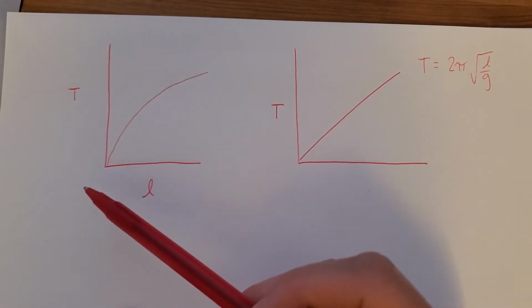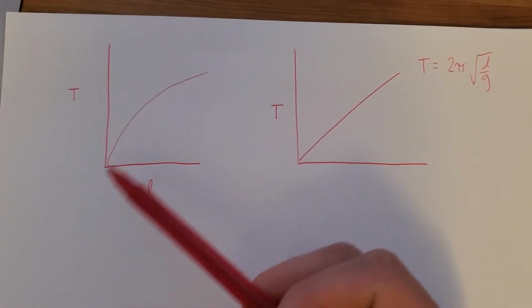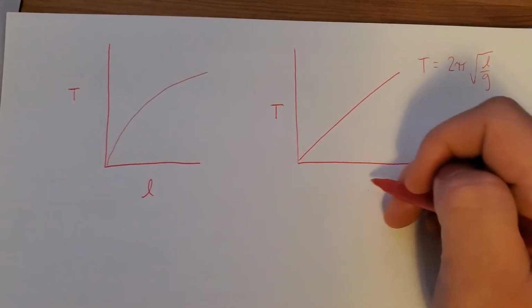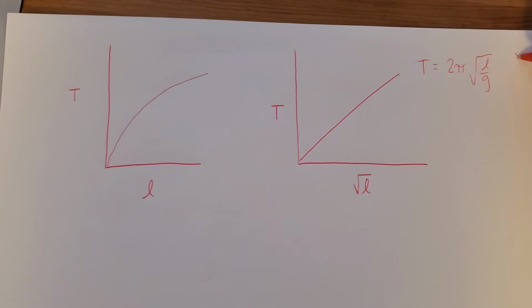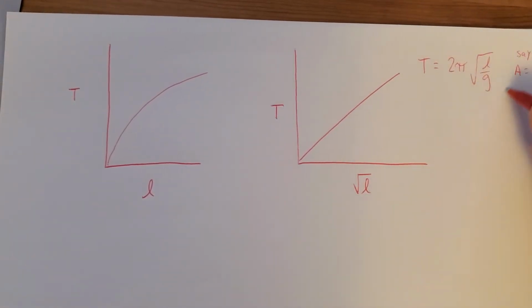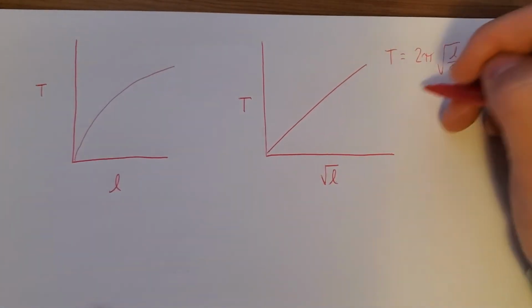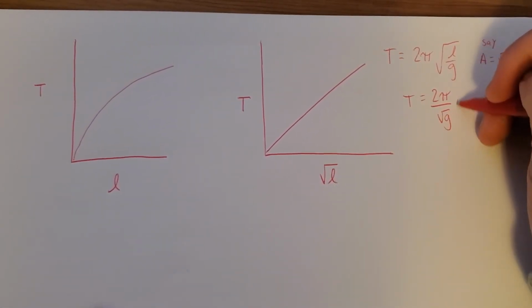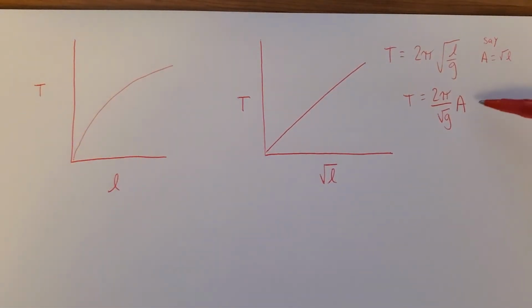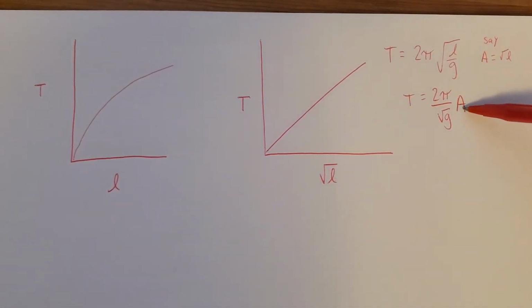Length can't go on the x-axis because it's not a linear relationship. It's a square root relationship. So check this out. We actually put the square root of length on the x-axis. And now we're going to get a straight line. Check it out. I'm just going to make up a variable here. Capital A equals the square root of length. This formula becomes T equals 2 pi over the square root of g times A, which is the square root of length.